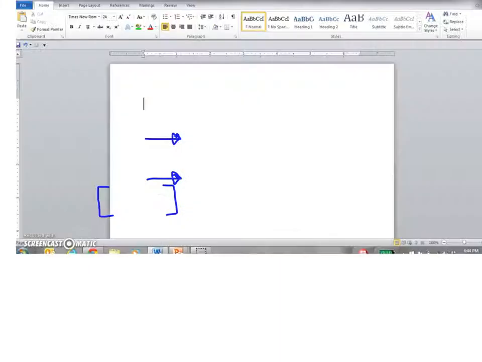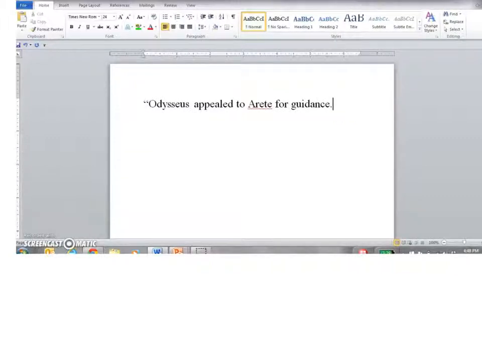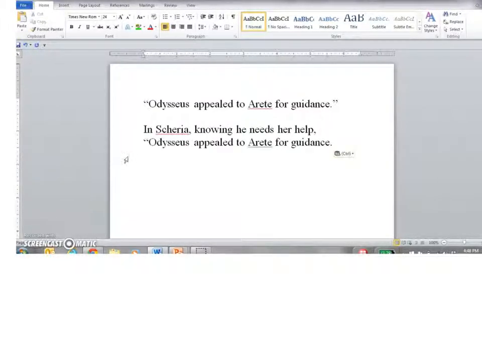Let's look at an example. Let's say my original quote was, "Odysseus appealed to Arete for guidance." In my paper, I am of course using the literary present tense, and I want to embed the quote in my own sentence. Here's how it would look. "In Scheria, knowing he needs her help, Odysseus appealed to Arete for guidance."